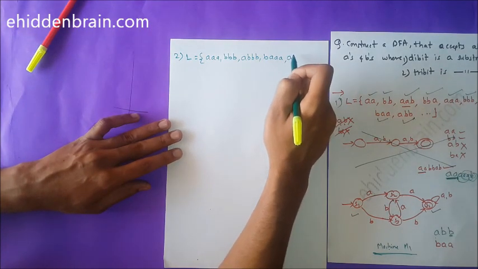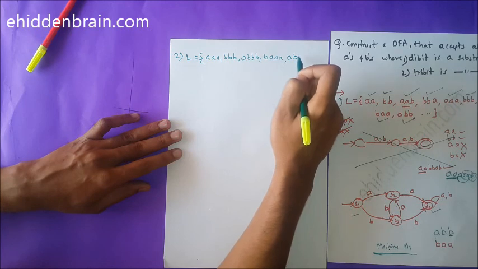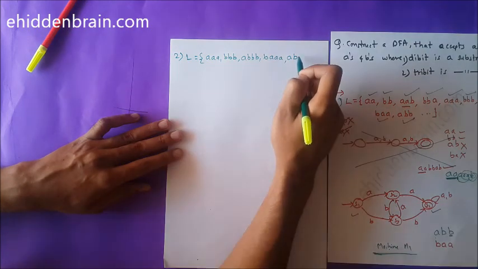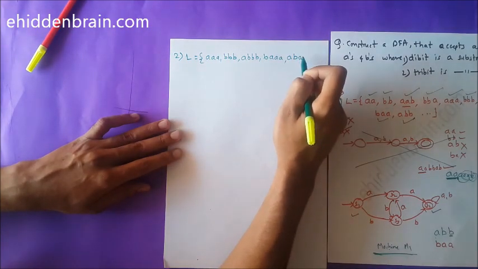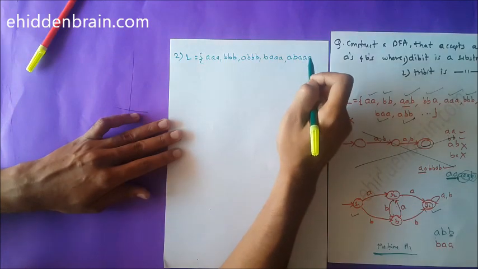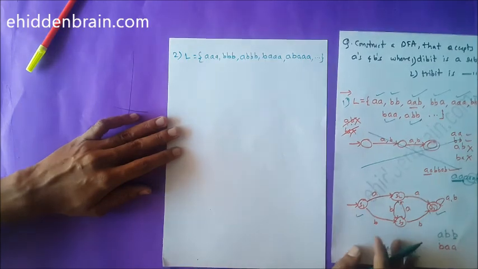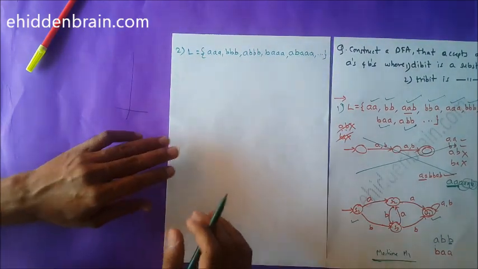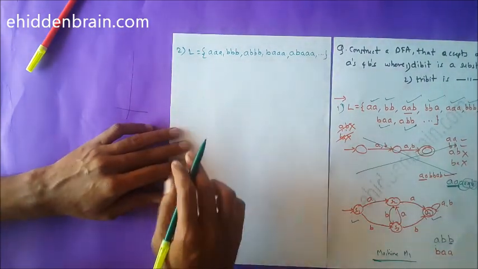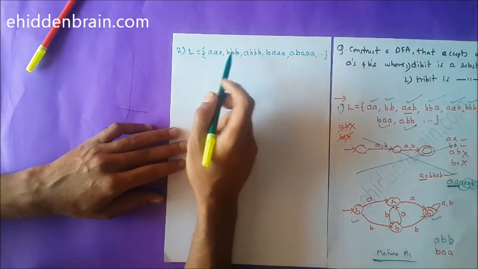Or if I have AB, then I can have again A, and then I must require 3 A's. Something like this, strings are required. So you should be able to draw some strings here, right? Now let's try to accept the first string. How to accept the first string?